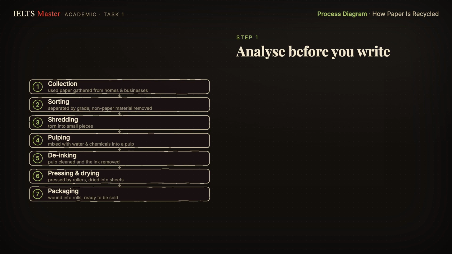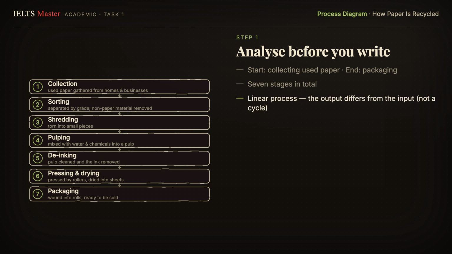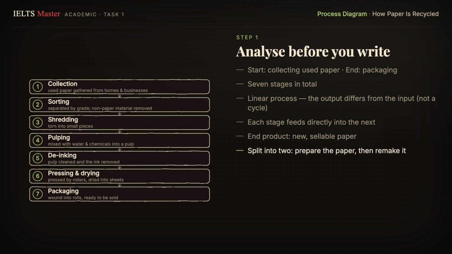So let's analyze. Where does the process start and where does it end? It begins with collecting used paper and ends with packaging new paper for sale. How many stages? 7. Is it a cycle or linear? It's linear. What comes out, new paper, is different from what went in, so the two ends don't join up. And can we split it into 2 parts? Easily, the first 4 stages prepare the old paper, and the last 3 turn it back into new paper.